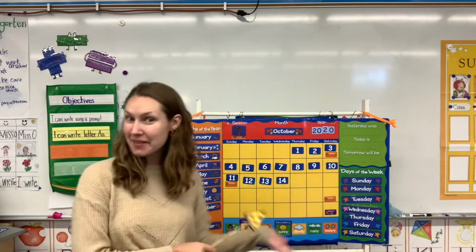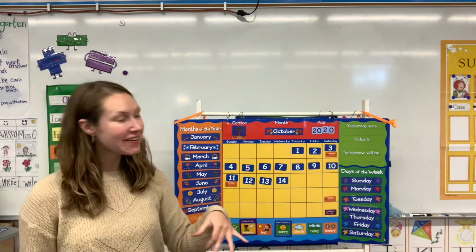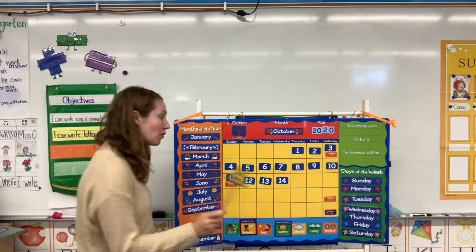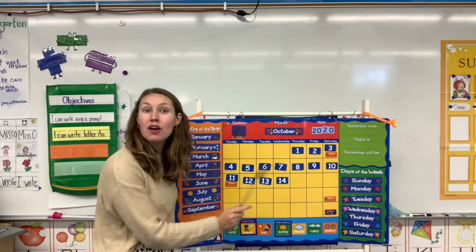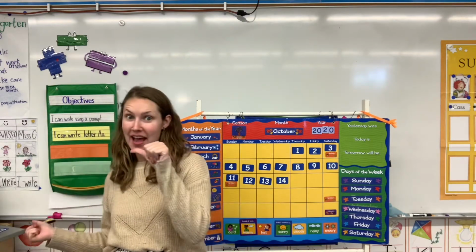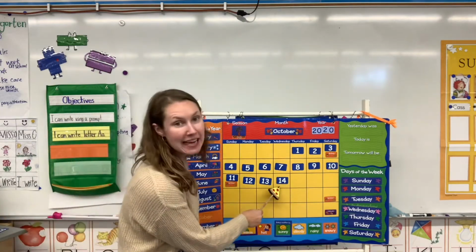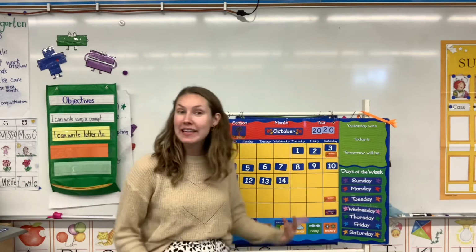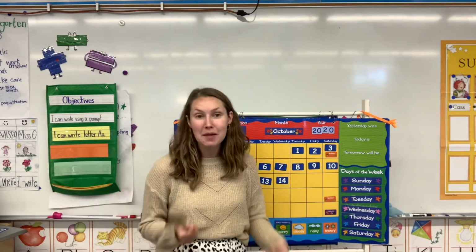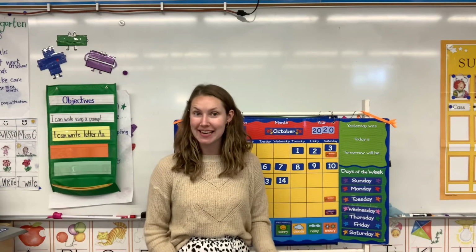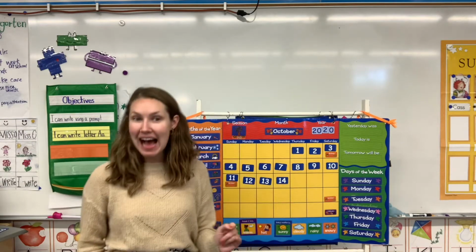Let's begin our day with our calendar. We'll jump into journaling. So remember, we have been counting up from the date from yesterday. Yesterday's date was the 14th. We need to figure out what number comes after 14. What number comes after 14?